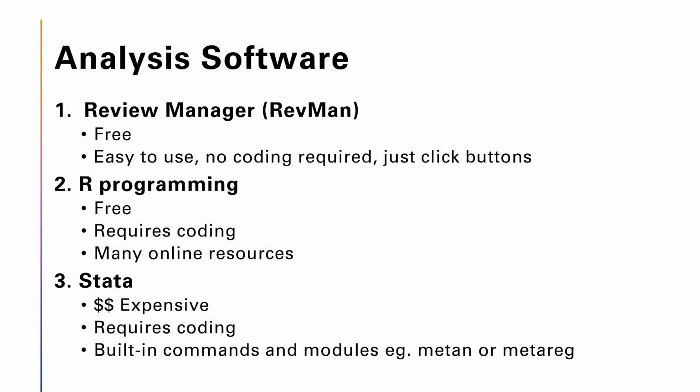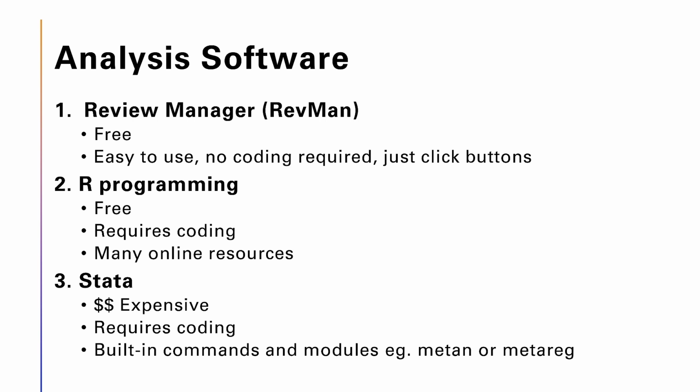There are several software options available for conducting meta-analysis, and here's an overview of three commonly used software. First, we have RevMan, which is a widely used software developed by the Cochrane Collaboration specifically for conducting systematic reviews and meta-analysis. It's a free tool that provides a user-friendly interface, making it accessible to researchers with no coding experience. RevMan allows users to input study data, perform statistical analysis, create forest plots, and generate summary tables.